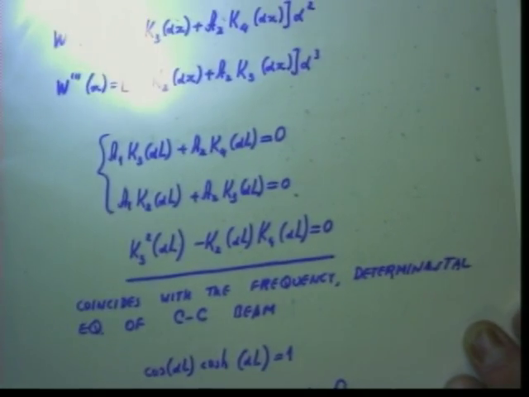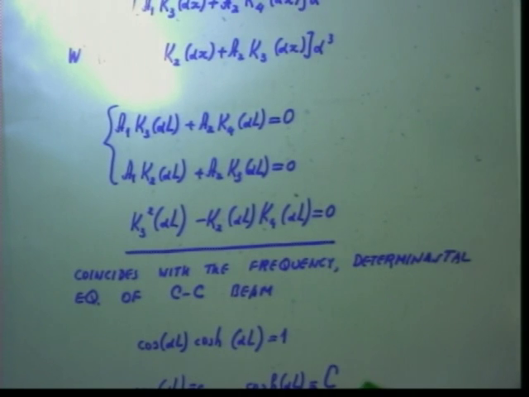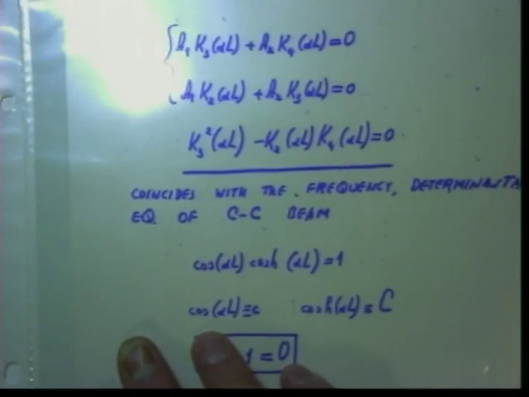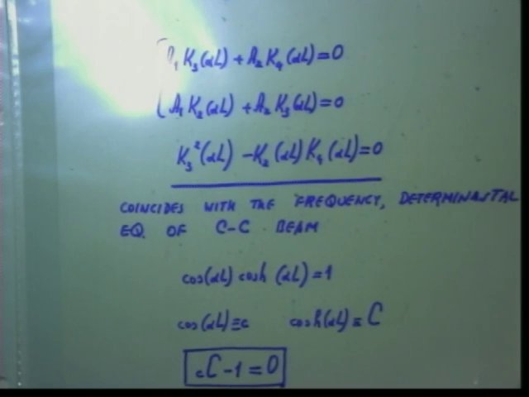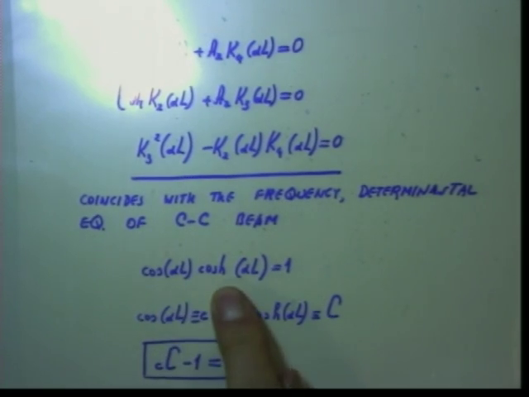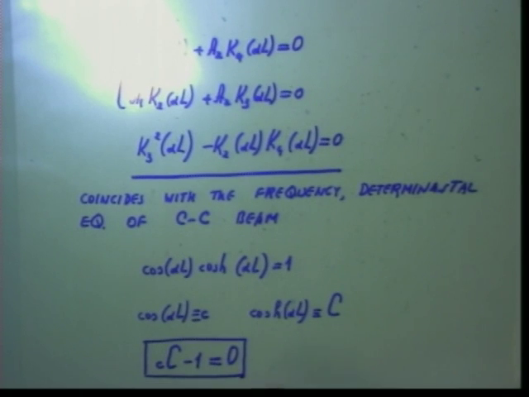Now, this is an unbelievable thing that we obtained, because this expression exactly coincides with the frequency determinantal equation for the clamped-clamped beam. Please check the clamped-clamped beam. Look, please, I'm going back: clamped-clamped, K3 squared minus K2 times K4. It's the same equation. That means the frequencies of the free beam satisfy the same equation, cosine alpha L times hyperbolic cosine alpha L equals 1, then CC minus 1 equals 0.